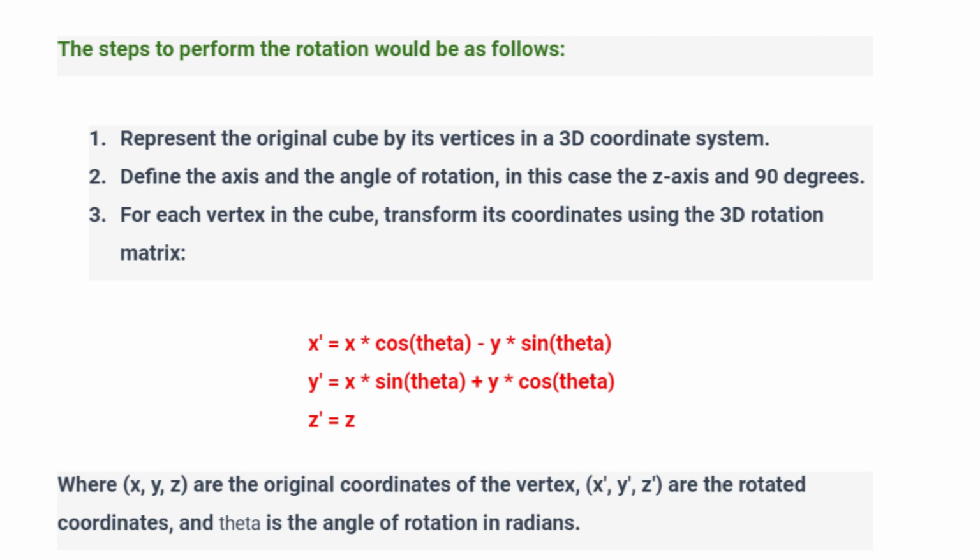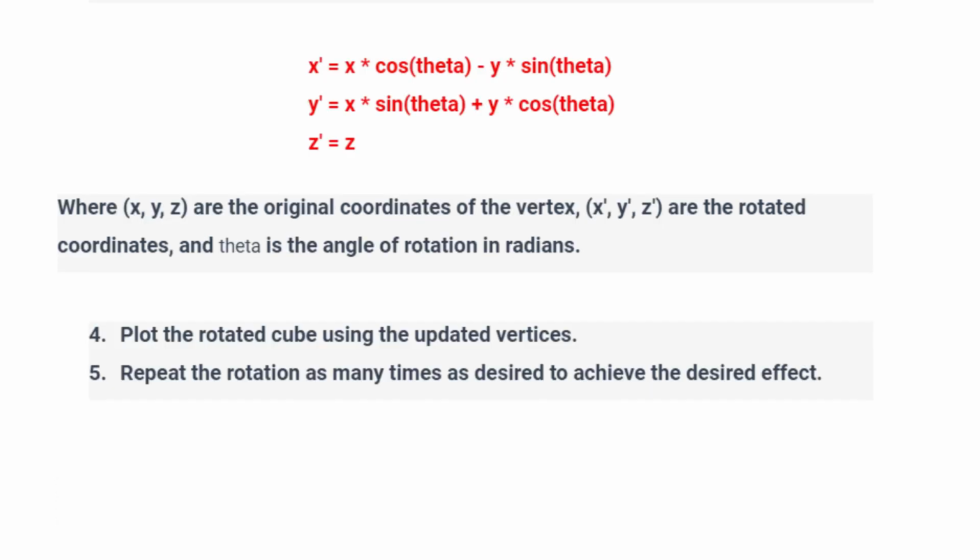X' is equal to x times cos theta minus y times sin theta. Y' is equal to x times sin theta plus y times cos theta. Z' is equal to z, where x, y, z are the original coordinates of the vertex, x', y', z' are the rotated coordinates, and theta is the angle of rotation in radians. Plot the rotated cube using the updated vertices. Repeat the rotation as many times as desired to achieve the desired effect.